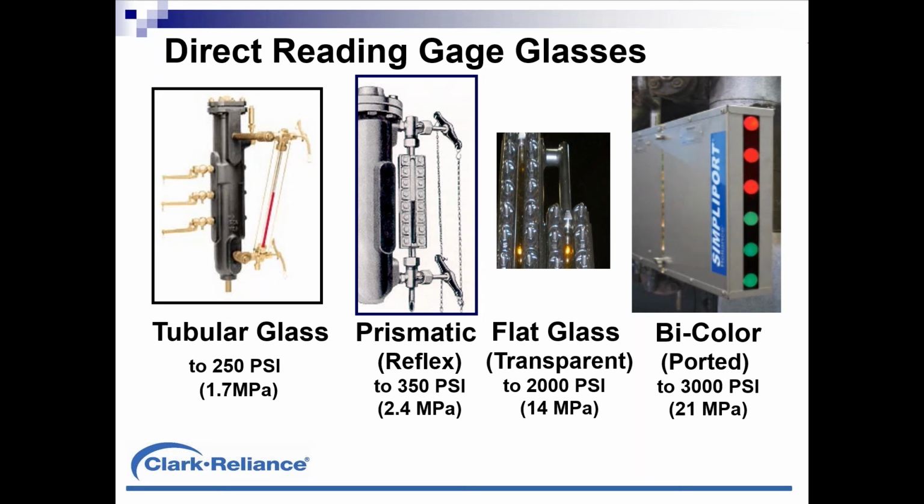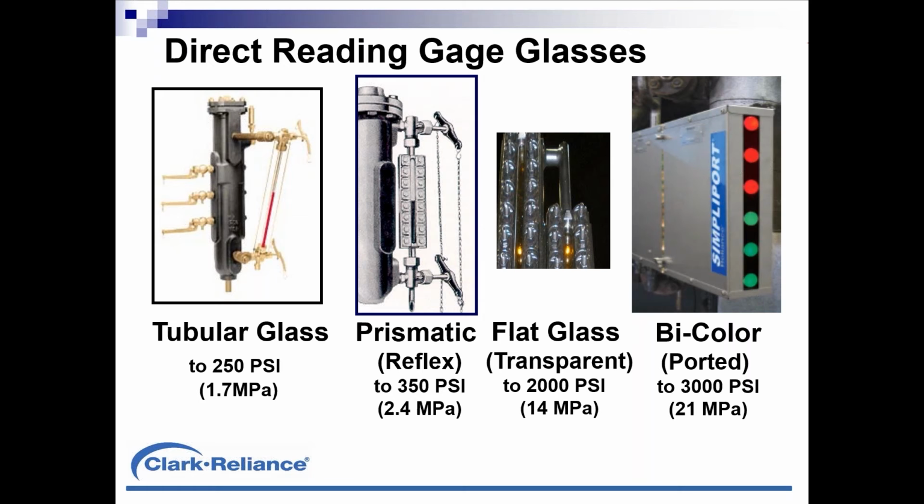There's only glass on the front side. So the water appears dark because you're looking into the back of the gauge. The area above that, reflecting ambient light, appears white or grayish in color. These glasses are used in industry standards up to 350 pound service.